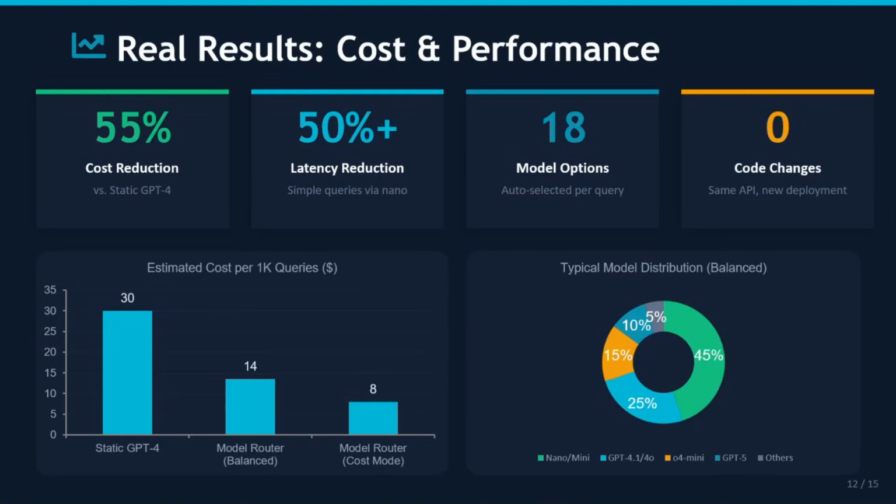And the bar chart tells you the story. Static GPT-4 is $13 per 1,000 queries. Model router in balanced mode is $13.50. And in cost mode it's around $8. Sorry, that's real money at scale. And the donut shows you why: 40% of queries go to the cheapest model. The router is smart about not overspending.